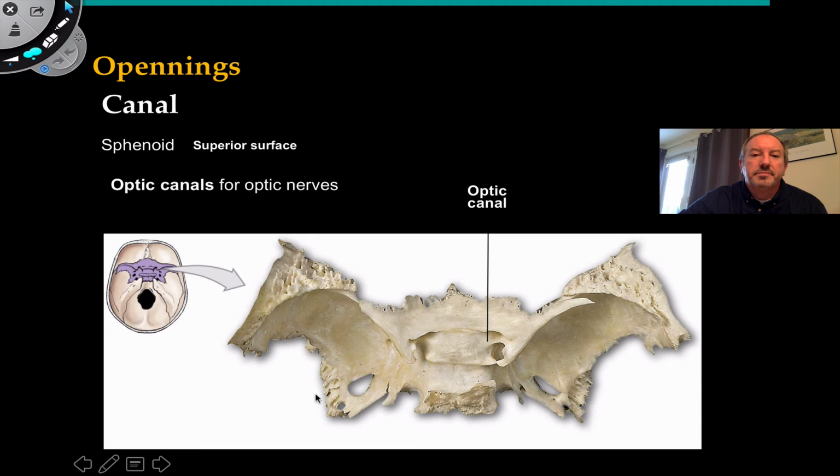Okay. And then this is, again, an opening or a canal. You can see right here this optic canal. And this is, excuse me, the sphenoid bone. And again, this is looking inside the skull. This is looking down.